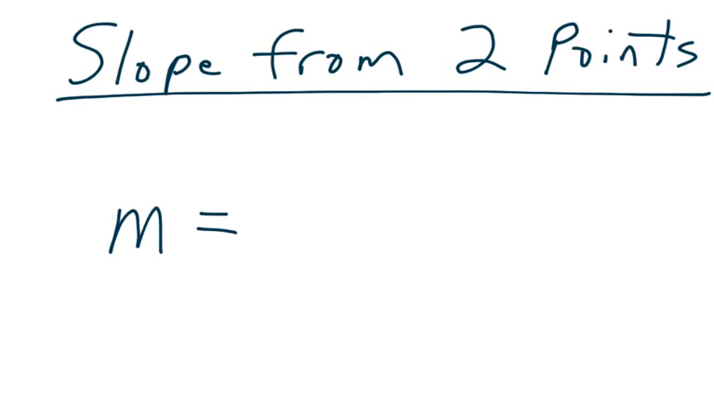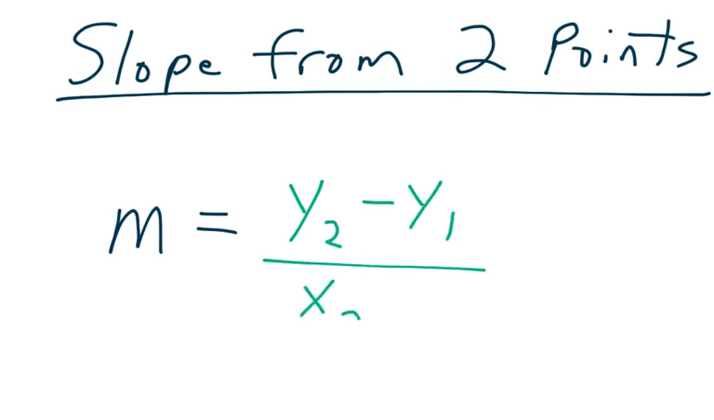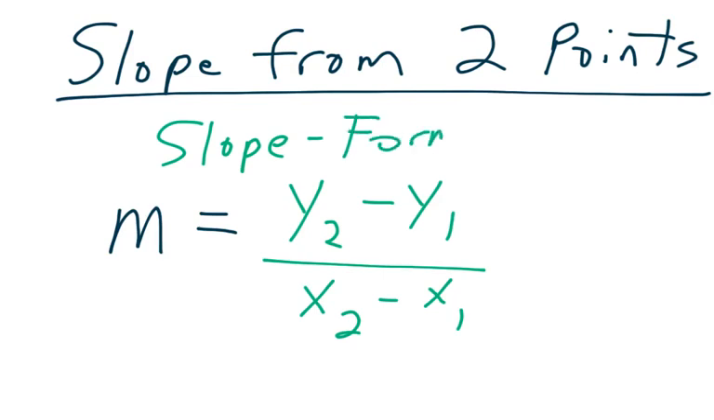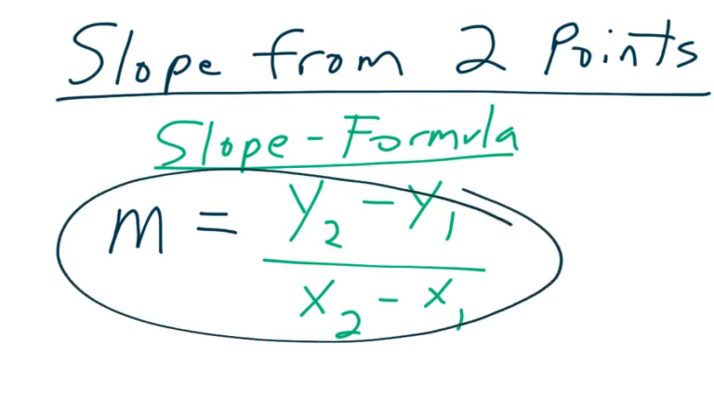So the formula that you're going to use is y2 minus y1 divided by x2 minus x1. That's called the slope formula, and it's the formula you use to find the slope from 2 points. Okay? So you're going to subtract your y values and divide that by your x values subtracted. Okay? Now let's utilize it.